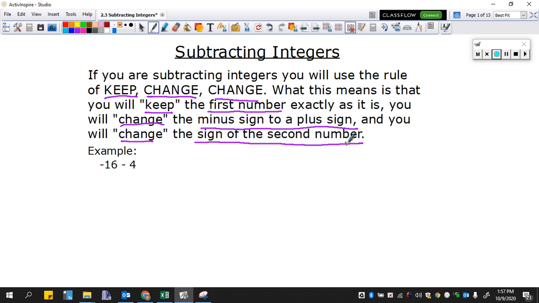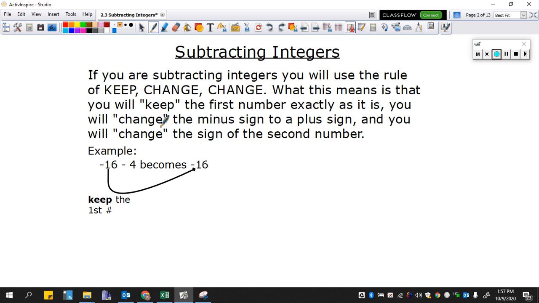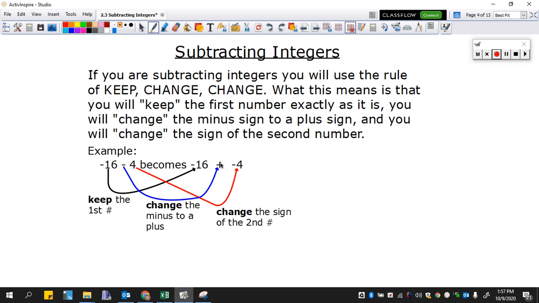second number. For example, if I want to subtract negative 16 minus 4, the first thing I'm going to do is keep the first number. So the negative 16 stays as negative 16. The second thing I'm going to do is change the minus sign to a plus sign. And then the last thing I do to change it to an addition problem is change the sign of the second number, which is a positive 4. So we change that to a negative 4.